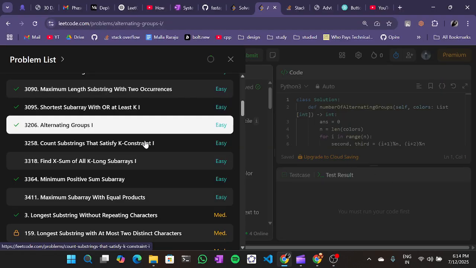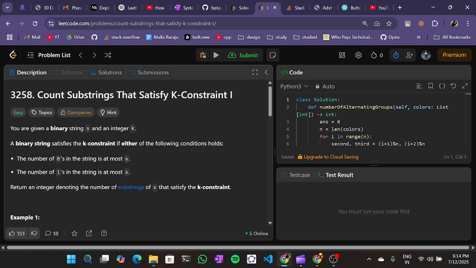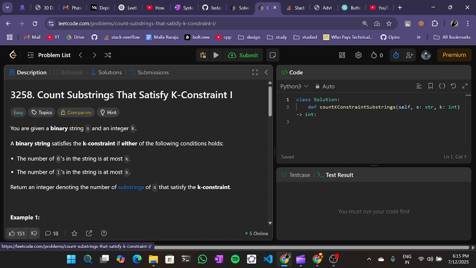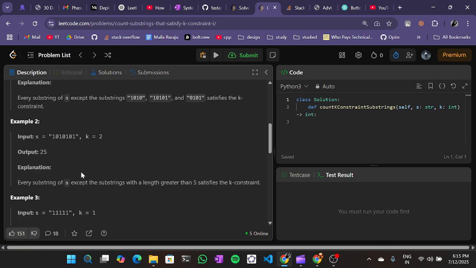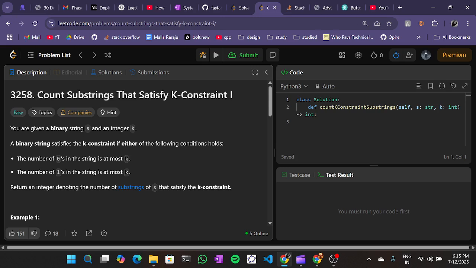Going to the next problem in the sliding window series. We are doing LeetCode 3258, Count Substrings That Satisfy K-Constraint I. You are given a binary string. Let's study the problem statement and see the constraints and try to approach with a well-defined equation.